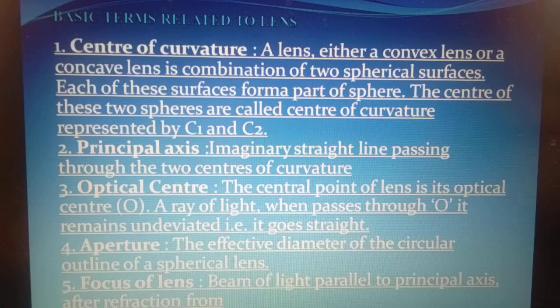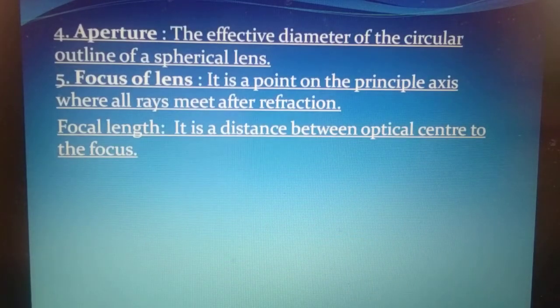Aperture: the effective diameter of the circular outline of a spherical lens is termed as what? Aperture. The focus of a lens is a point on the principal axis where all the rays meet after refraction. Then what is the meaning of focal length? The focal length is the distance from the optical center to the focus.